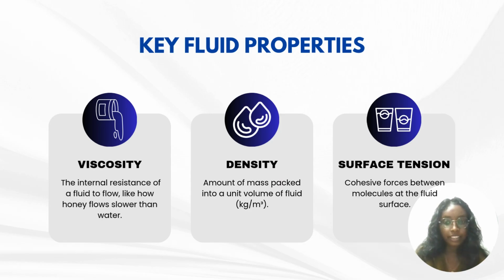Next is density, which refers to how much mass is packed into a unit volume. It's especially important in aerospace and maritime engineering, where weight, buoyancy, and pressure changes matter. For example, jet fuel density affects how much fuel can be carried, and how it influences flight range and balance.